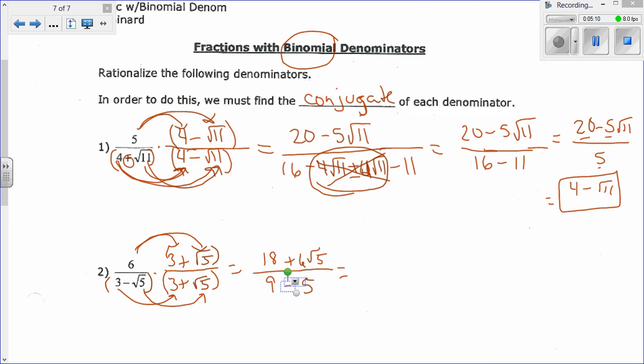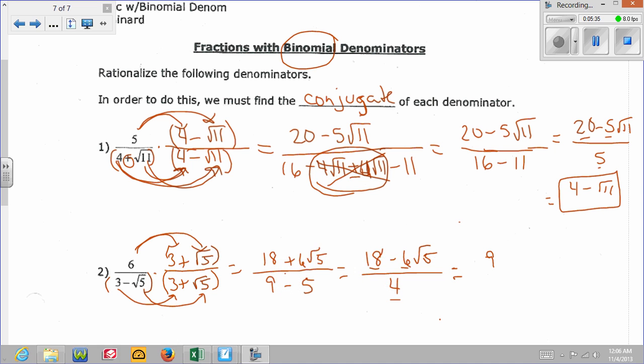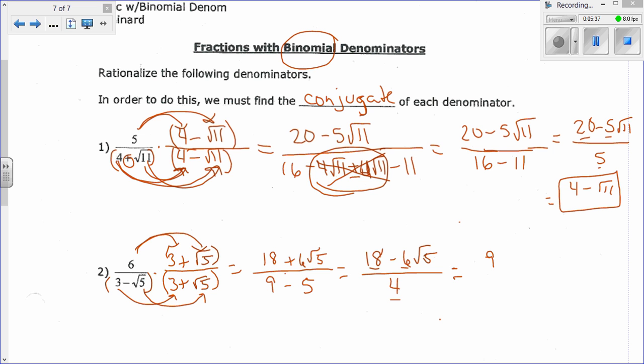And when I simplify, I will get 18 minus 6 radical 5 all over 9 minus 5, which is 4. Now I need to ask myself, do 18, 6, and 4 have anything in common? And the answer is yes. They have a 2 in common. So when I divide everything by 2, I end up with 9 minus 3 radical 5 over 2, and we leave it as such.